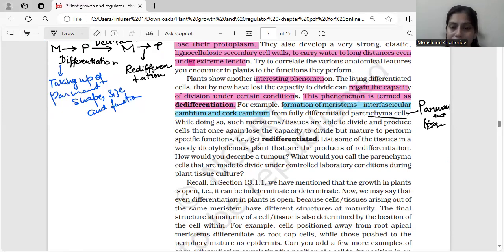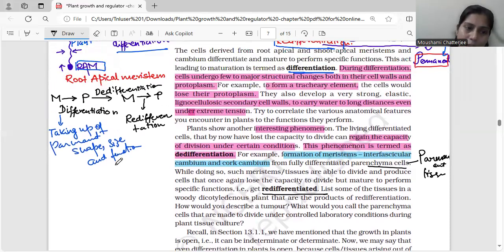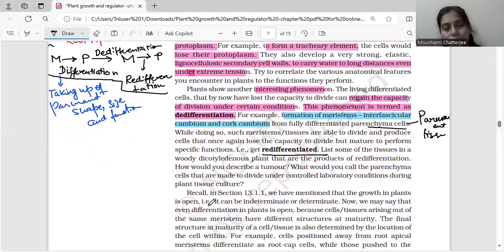While doing so, such meristematic tissues are able to divide and produce cells that once again lose the ability to divide but mature to perform specific function, and we call it redifferentiation. Now, what is redifferentiation? I told you permanent tissues transform into meristematic tissue, and we call it dedifferentiation. Okay. You can just check this flow chart. This is absolutely easy to understand, and you can just follow this. So what is redifferentiation? Meristematic tissues are able to transform into permanent tissue back again.